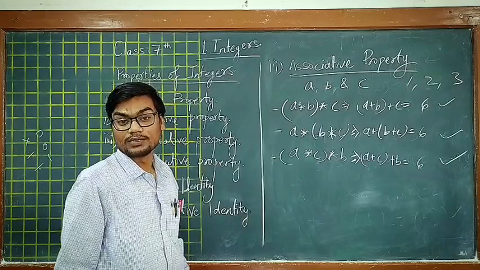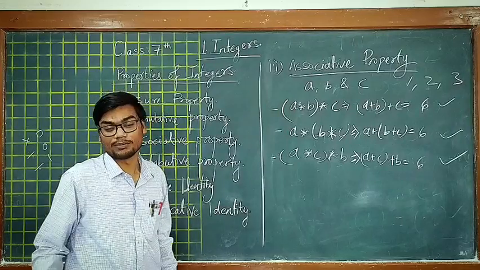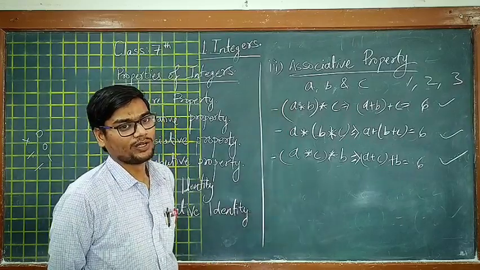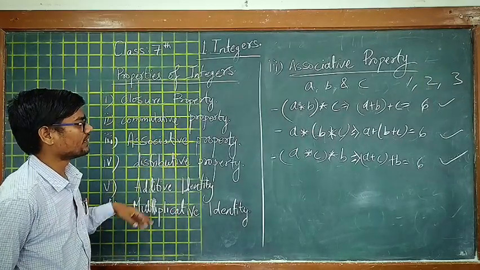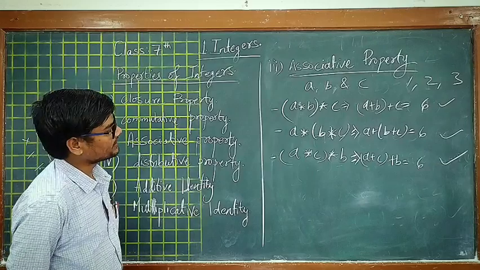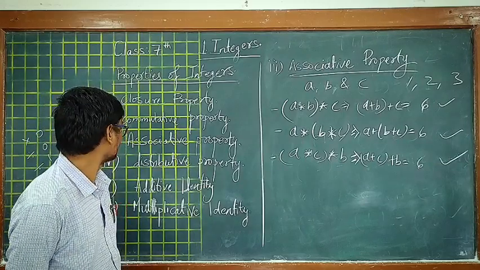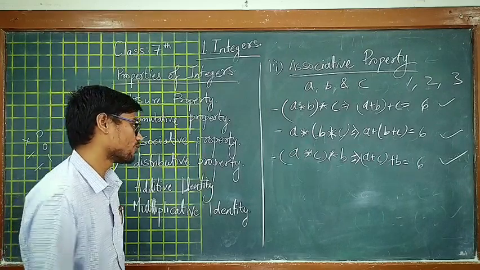Will subtraction of integers obey the associative property? No, because they do not obey commutative property, therefore they will not obey this associative property also. What about the multiplication? Let us check for multiplication.